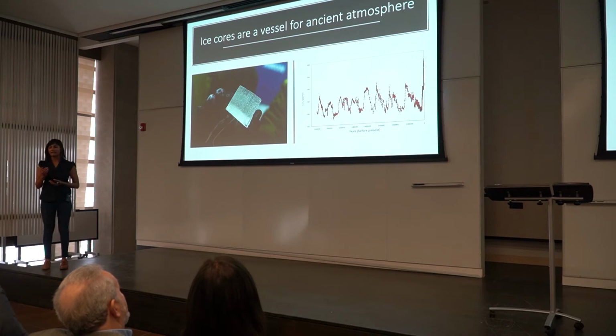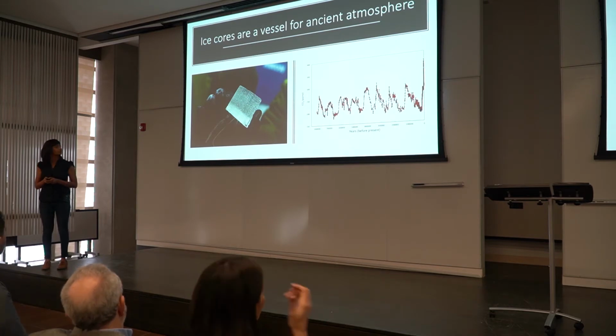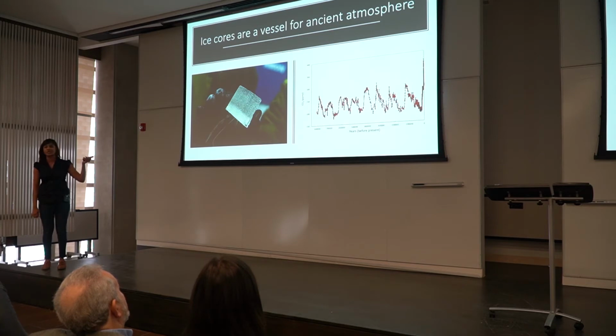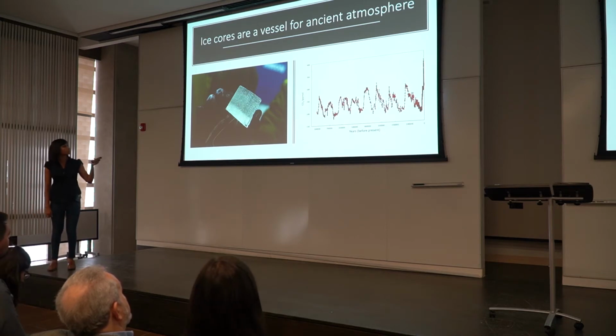When glaciers compact and form, they trap the atmosphere in them as gas bubbles. And using those gas bubbles, historically, we have been able to infer changes in the composition of the atmosphere. If you look at this plot here, it is a beautiful record going back almost 800,000 years of variations in the carbon dioxide concentrations in the Earth's atmosphere.